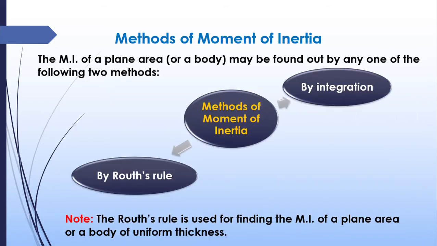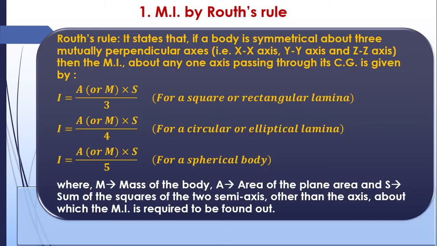Now, methods for finding moment of inertia. We have two methods mainly. One is by Routh's rule. Routh is a scientist who found some ways of finding the moment of inertia. Mainly, Routh's rule is used for plane areas, where the equation area into distance squared can be applied. The other one is the integration method.